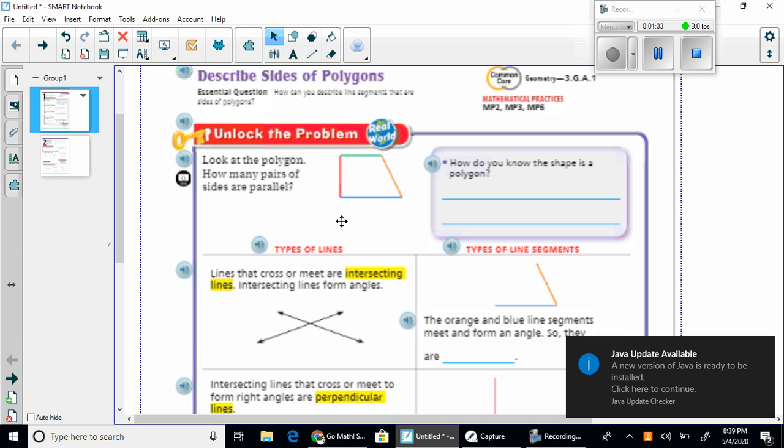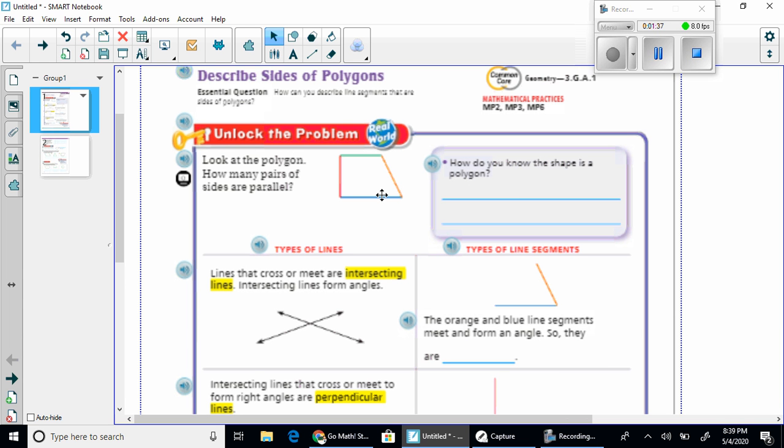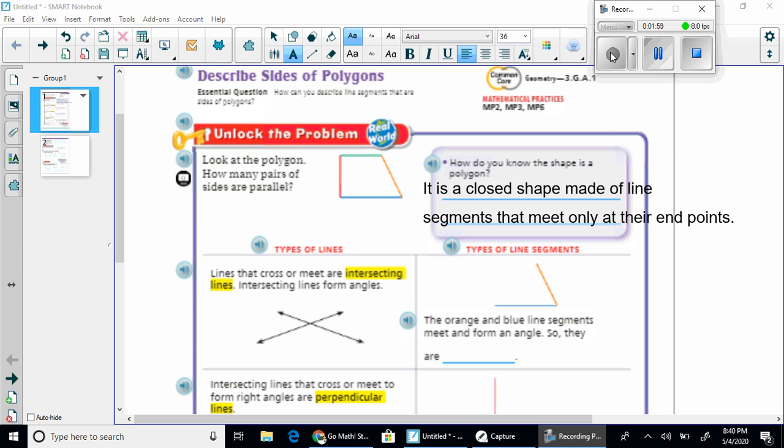Okay. All right, over here it's asking, how do you know that this shape here is a polygon? If I remember from the lesson before, remember that for it to be a polygon, it has to be a closed shape. And it also needs to have line segments that meet at endpoints. So that is what I would write here. I would write it as a closed shape made up of line segments that meet only at their endpoints. Okay, so I went ahead and filled that answer in.